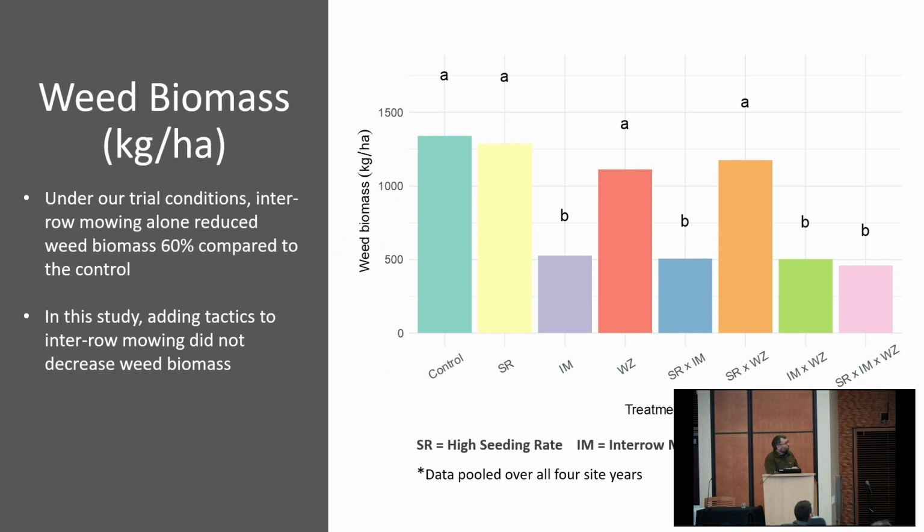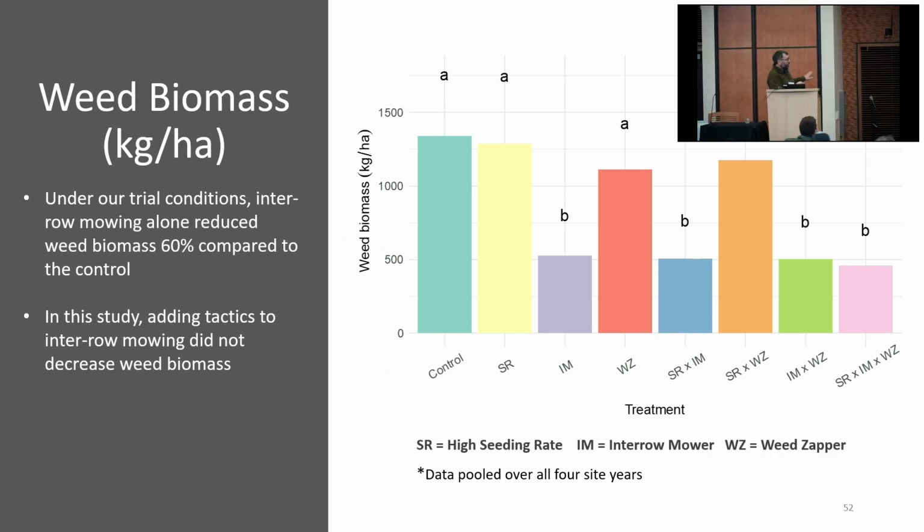And so we have our control treatment over there on the left, and that's where we did nothing. Okay? We have the high seeding rate, the SR, the inter-row mower, IM, and then the weed zapper, WZ. And then the combinations there.